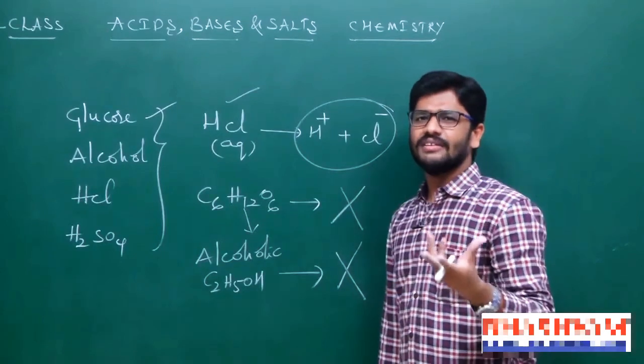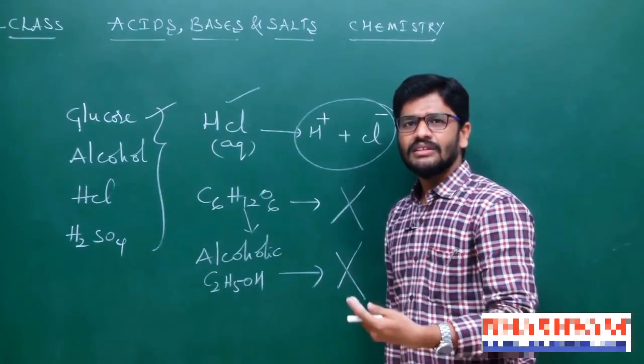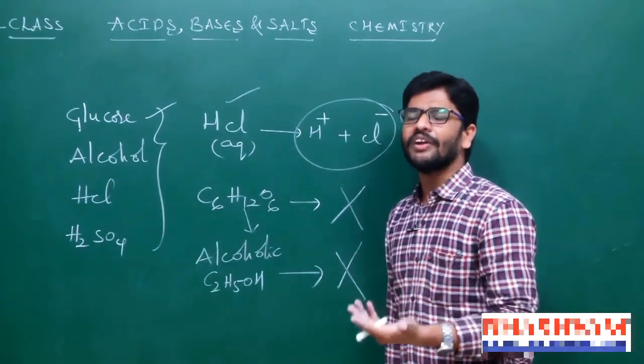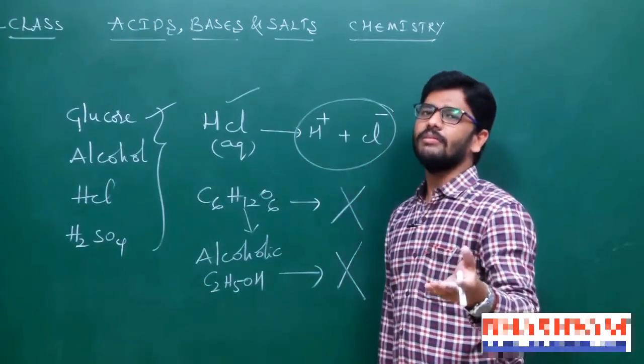Then there is no current. Whenever the substance does not produce ions, these ions can't move in the solution. So there is no movement of ions, so there is no electric current. So there is no glowing of the bulb.